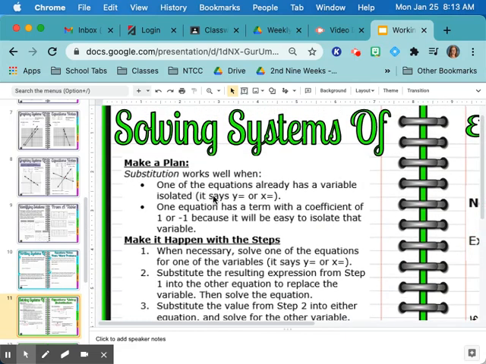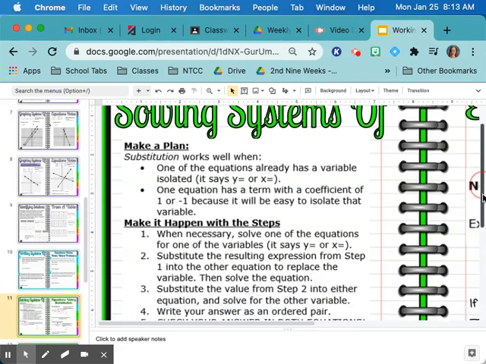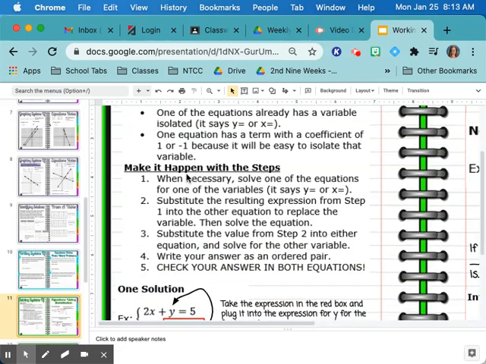Okay, so make a plan. Substitution works well when one of the equations already has a variable isolated. It says y equals or x equals. One equation has a term with a coefficient of 1 or -1 because it's easy to isolate the variable. Make it happen with the steps. So when necessary, solve one of the equations for one of the variables. So we wanted to say y equals or x equals, but usually it'll already say y equals.